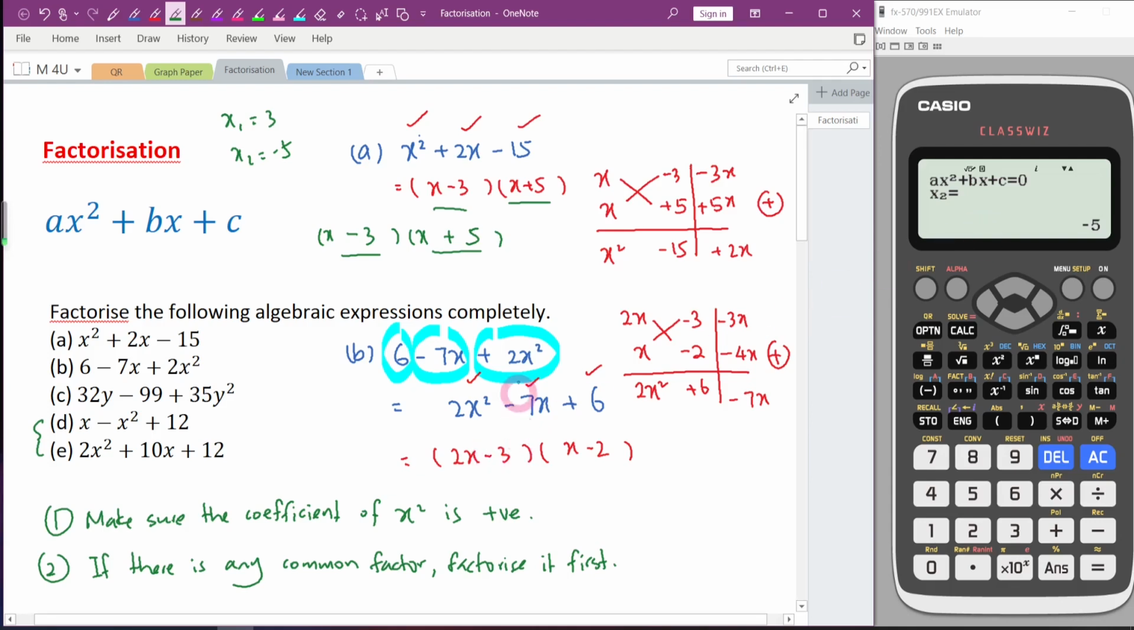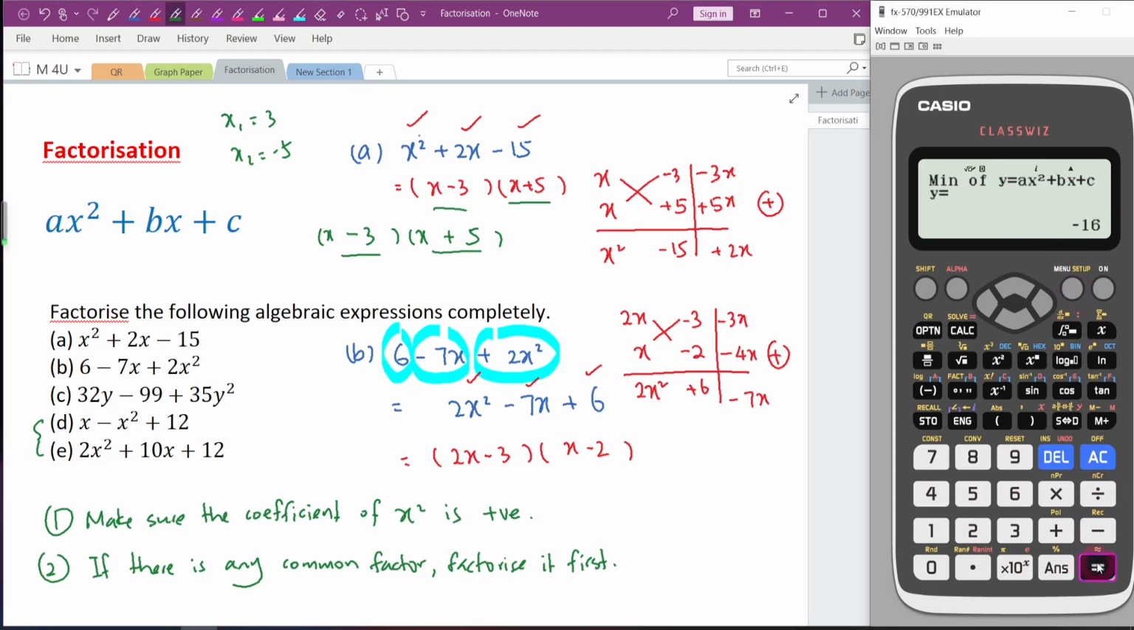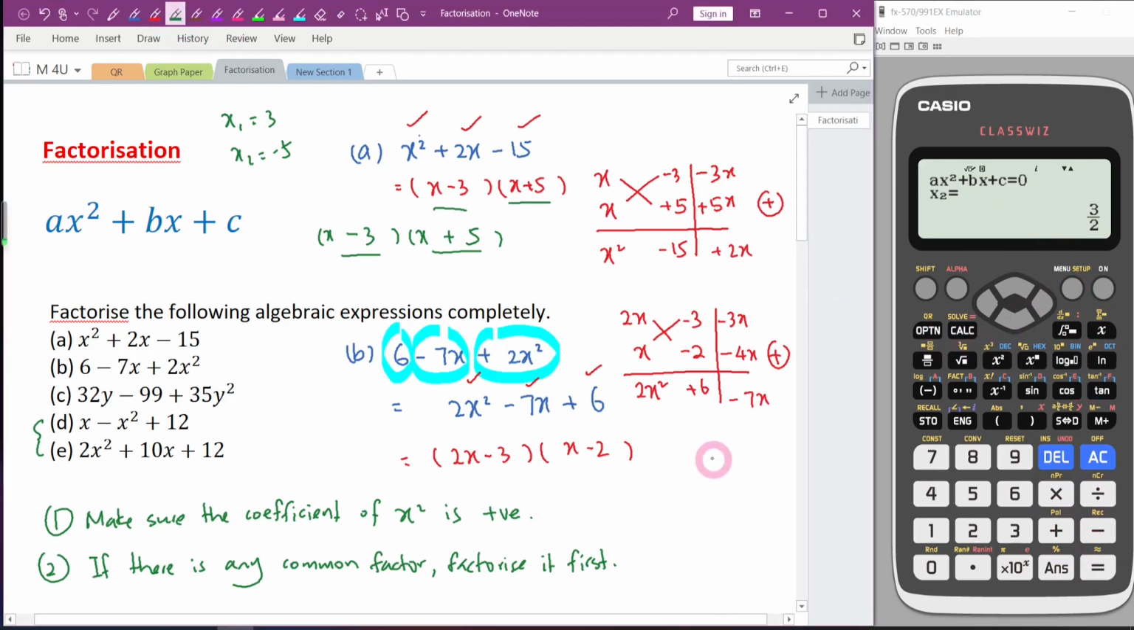So how about this one? Same thing. Let me go and key in again. 2, negative 7, positive 6. Equal. x1 is equal to 2. x2 is equal to 3 over 2. Let me write down first.